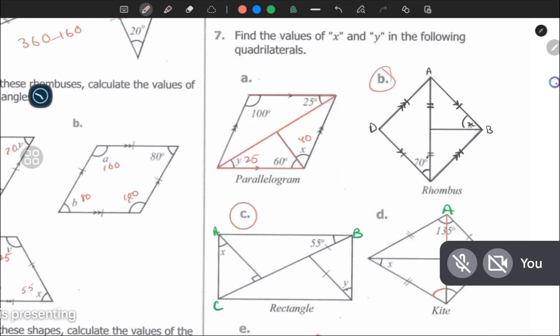Now look at B, and it says rhombus, right? So now what do we know? We only have to find x. Okay. Let me just remove these lines.